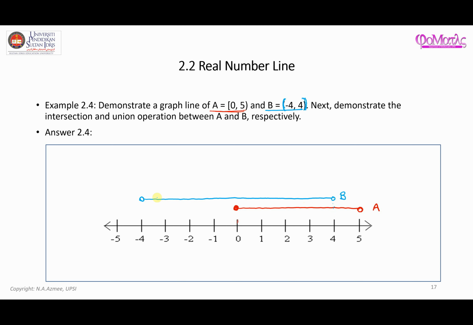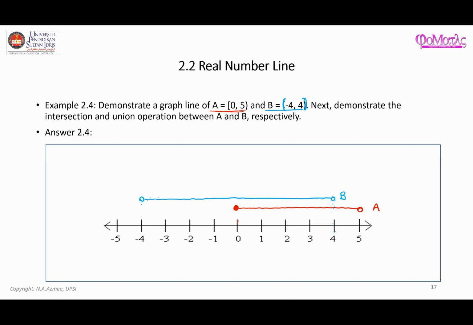Basically this line is telling you that all the values here will be considered between -4 and 4, but it doesn't include -4 because here we've got this open circle, and also it doesn't include 4 because we have this open circle right here.